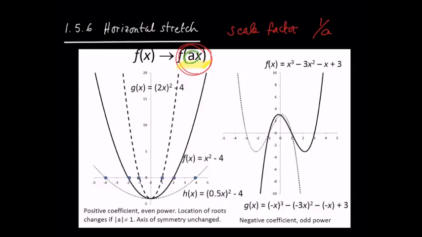If a has a negative value, it's equivalent to reflecting the function in the y-axis, as is shown in this case here. So there are a number of things that you need to remember when applying the horizontal stretch. Let's have a look at an example.